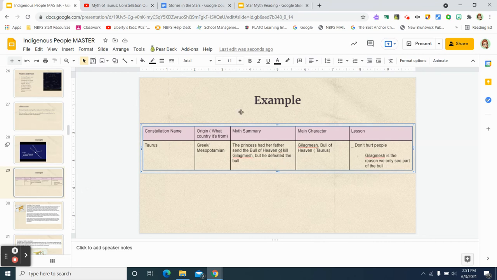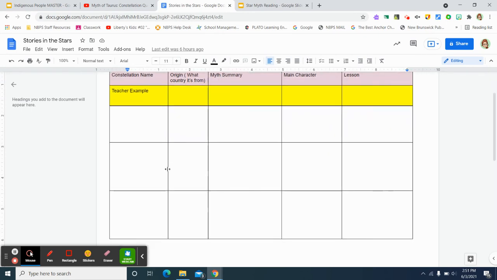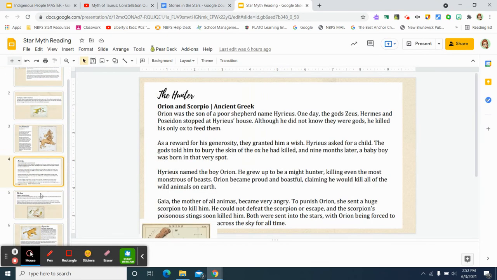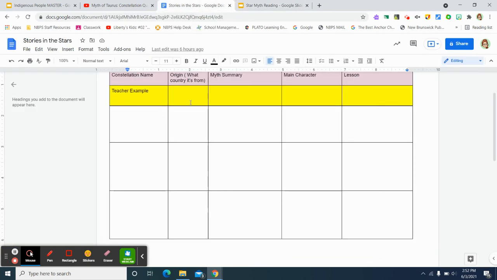I am going to copy and paste my work right now into your document, which is like this. So you're going to be filling out the same document. You're going to read a bunch of different myths. So you're going to read 1, 2, 3, 4, 5, 6 myths, and you're going to pick your favorite 3. And then you're going to fill out this chart for all 3.